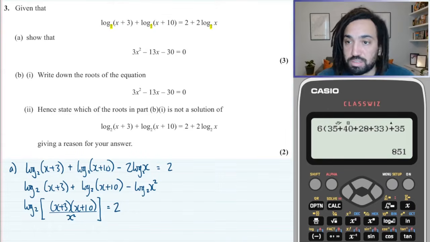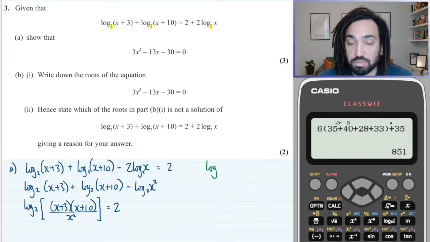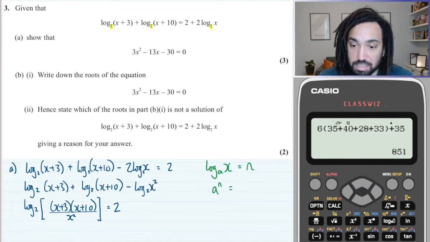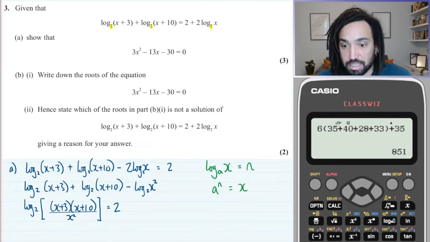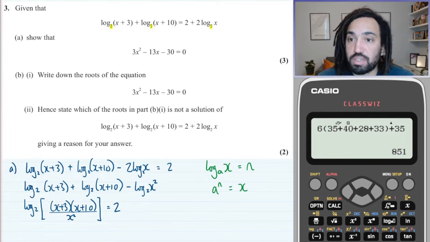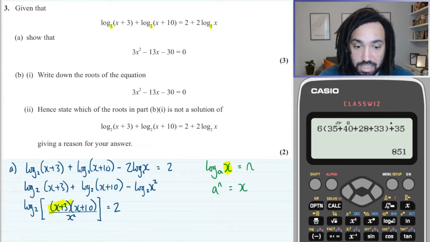And now we need some sort of understanding of what logarithms actually are, so it might be useful just to write out the rules of logarithms, which is that if we have log base a of x is equal to n, then this is telling us that a to the n is equal to x. So that's how we write it as an index. So in this case, we don't know what x is, this big thing in here.